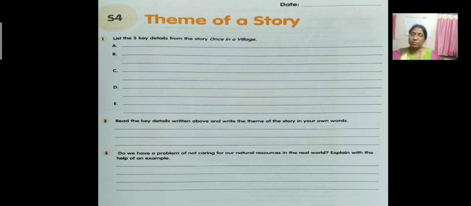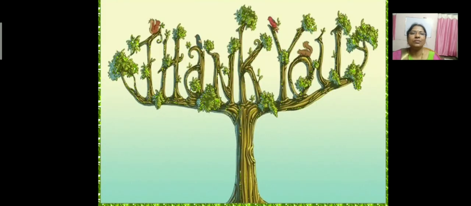So if you come across people who don't follow it, then you can write, yes, we have a problem of not caring for our natural resources in the real world. We find some people who just turn on the taps and they waste the water. So like that you can write either yes or no, depending upon how you see the people. Is this clear children? Have you all understood? So you complete S2, S3 and S4 as we have discussed. You just watch the video and do it. Is this clear children? Thank you.